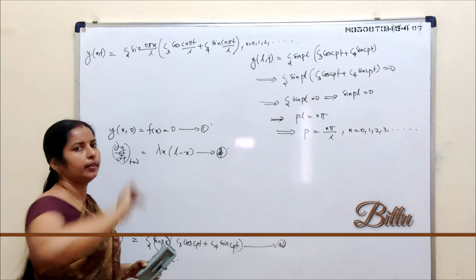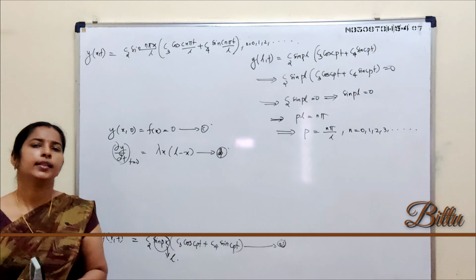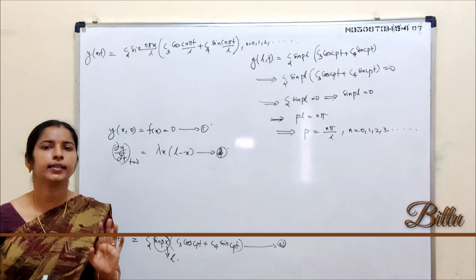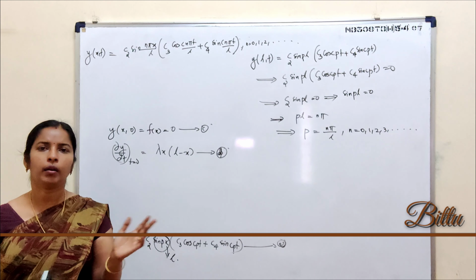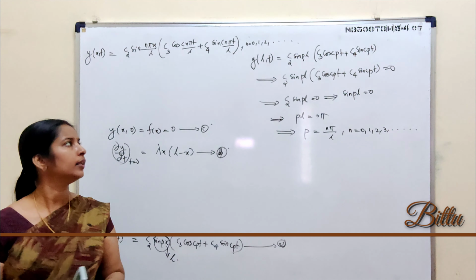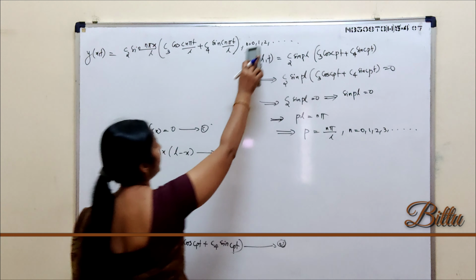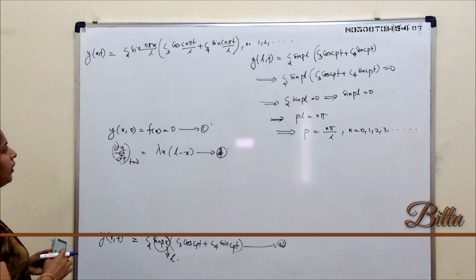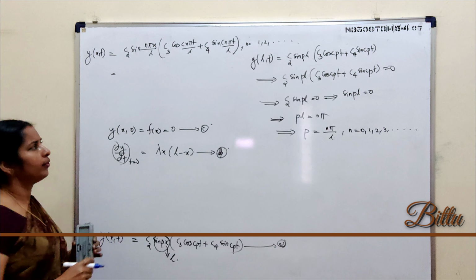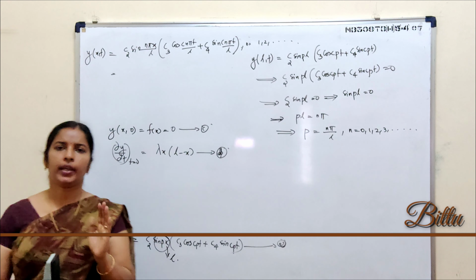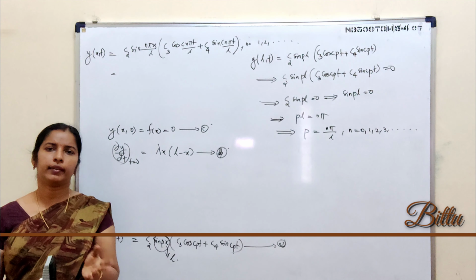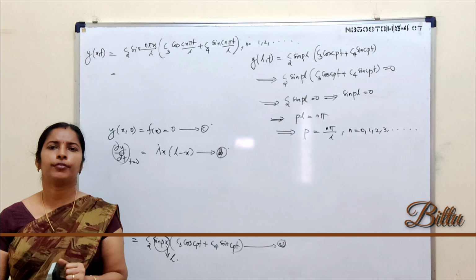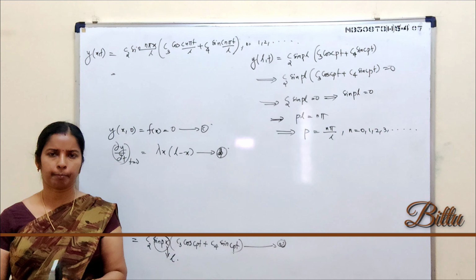See, in this solution, you have to notice that when n equal to 0, y of x,t is 0, which is impossible, as I already mentioned in the previous problems. So, n varies from 1, 2, 3, etc. See, for n equal to 1, we have a solution. For n equal to 2, we have another solution, etc. So, you can write the most general form of the solution by taking their sum.